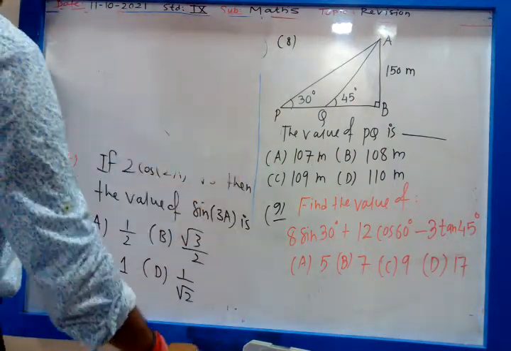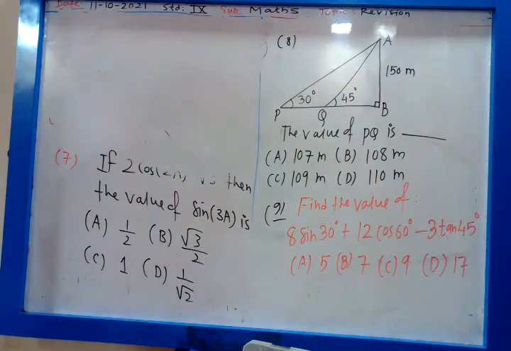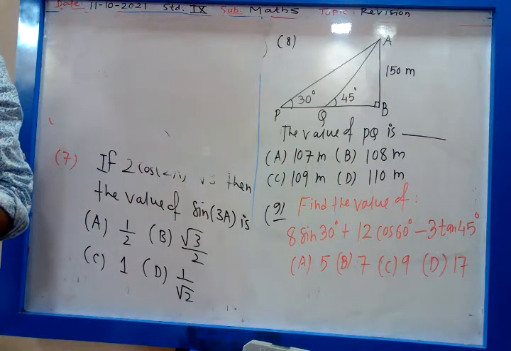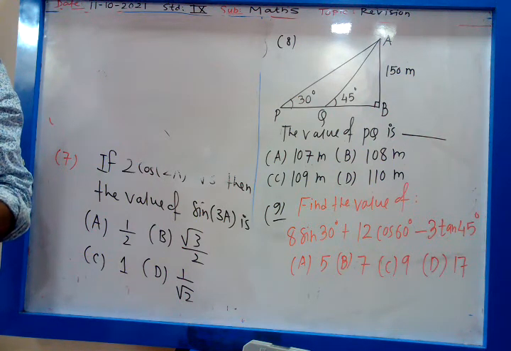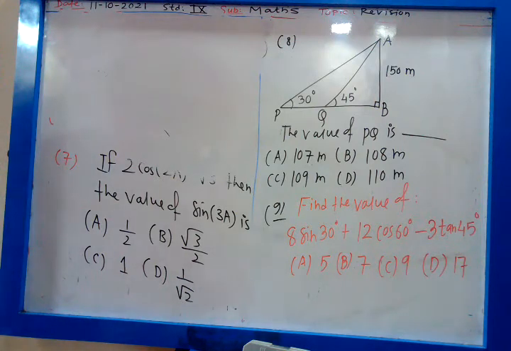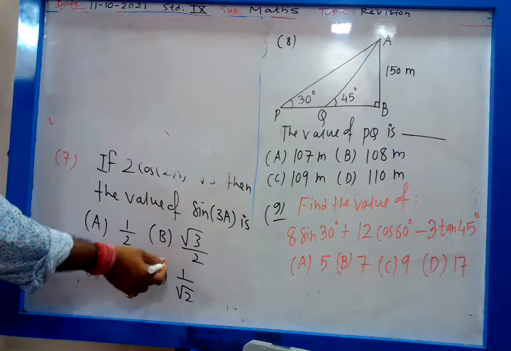Send me the answer of 7. Satish Patel D. Tanvi Patel D. Sarita Gupta D. Raj Chavda D. Jay Gandhi D. Anushri Mishra D. Riddhi Singh D. Anshul Patel D. Rishabh Gathani D. D means 1 by root 2.